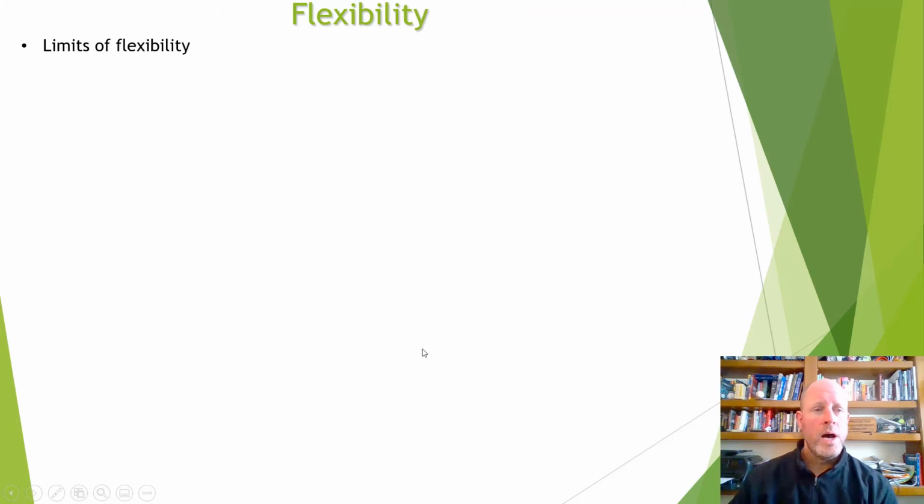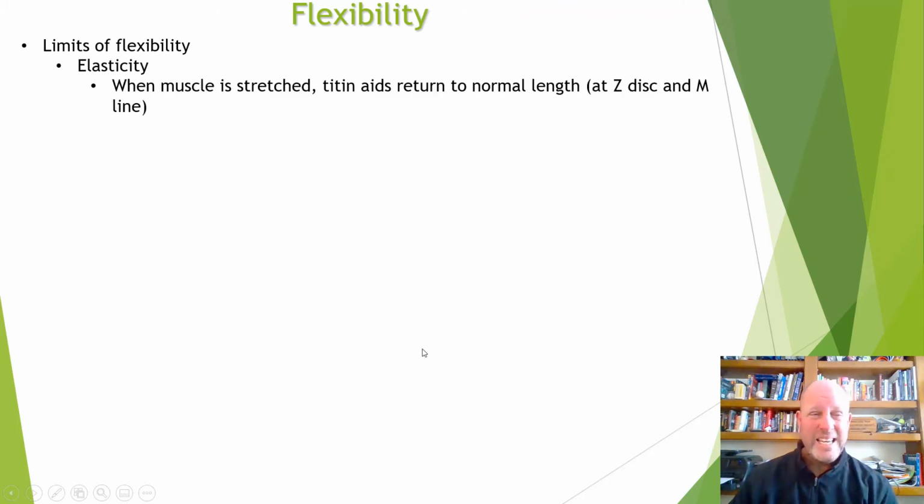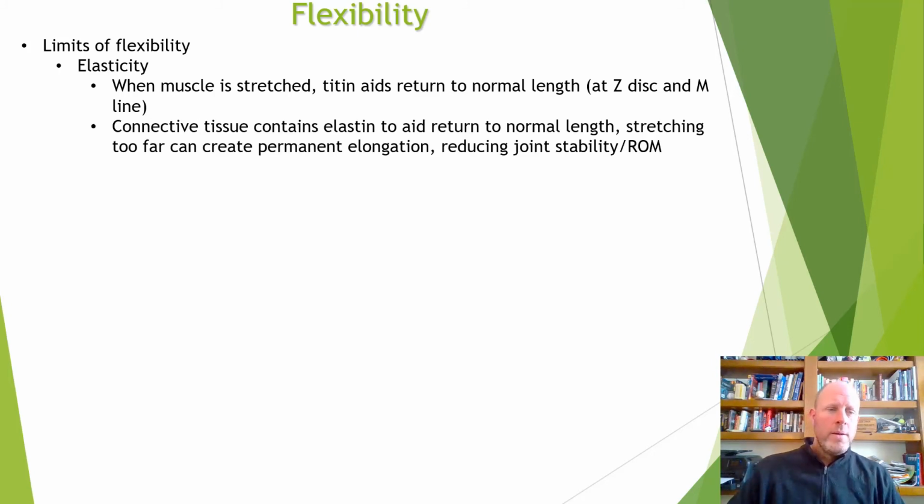Okay. Limits of flexibility, elasticity. We're talking about when the muscle is stretched, something called titin aids return to normal length at the Z disc and the M line of the muscle. Connective tissue contains elastin to aid return to normal length. Stretching it too far can technically cause permanent elongation, reducing joint stability and range of motion.